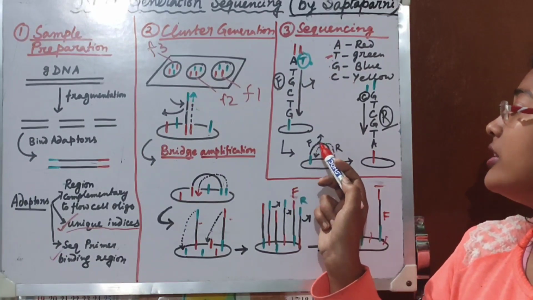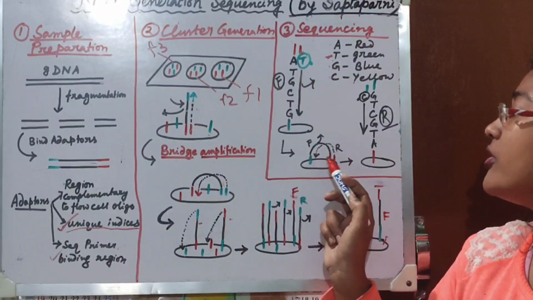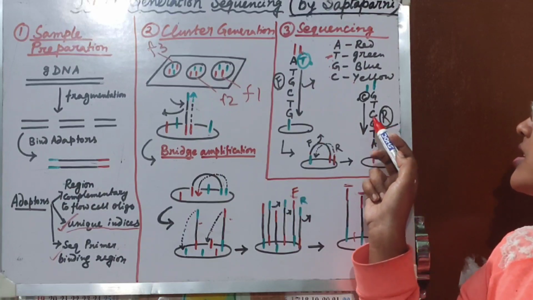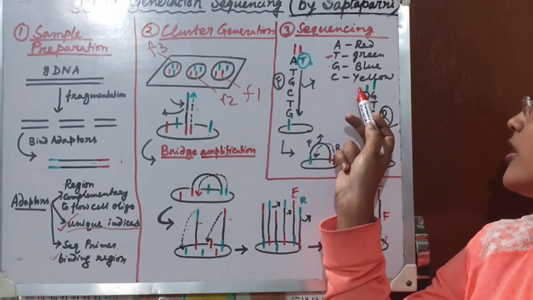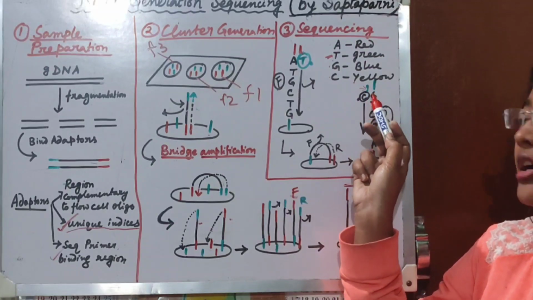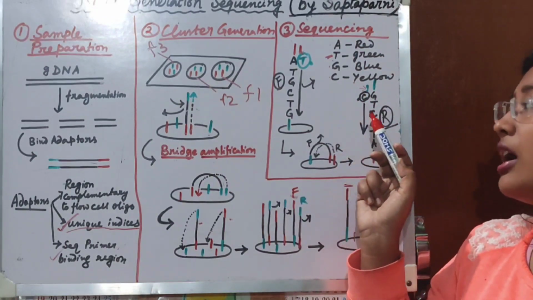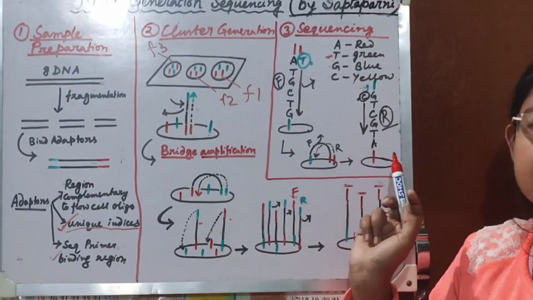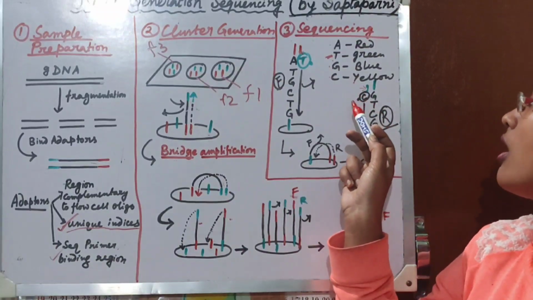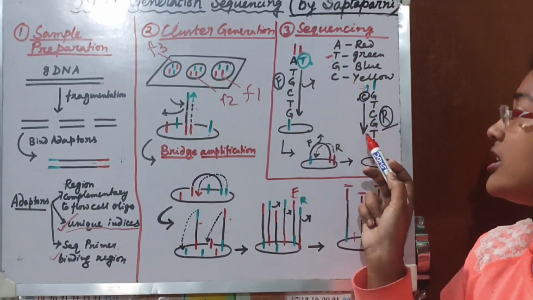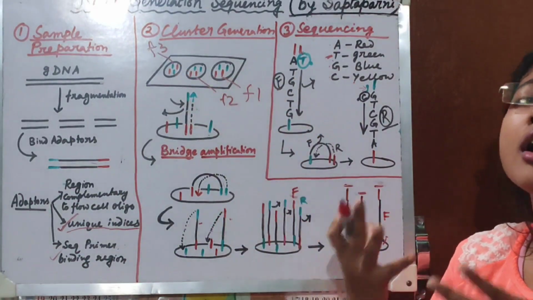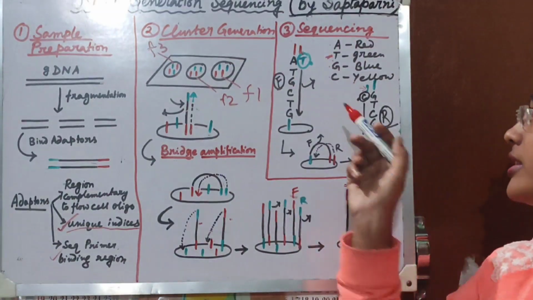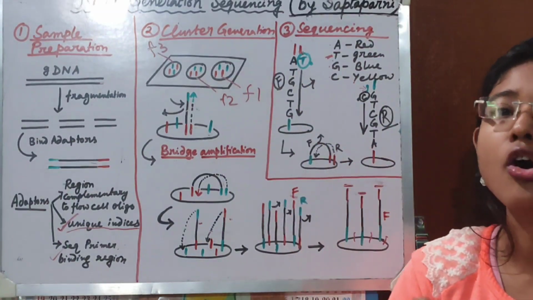After that, the forward strand should be washed off and only the reverse strand should remain here. See here, only the reverse strand remains. For sequencing the reverse strand, you have to attach the reverse strand sequencing primer, the green one here, and then the dNTPs should be added. And see here, this sequence is exactly opposite, reverse to this sequence. Similarly, like the forward strand, new dNTPs will be added here, and each flow cell will show different fluorescent colors. That is how, like the forward strand, the reverse strand can also be sequenced.